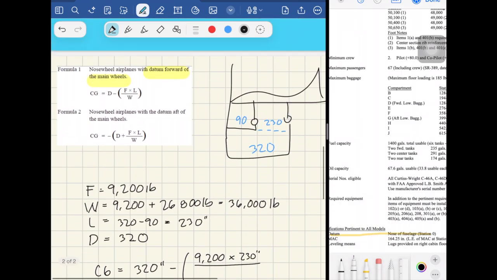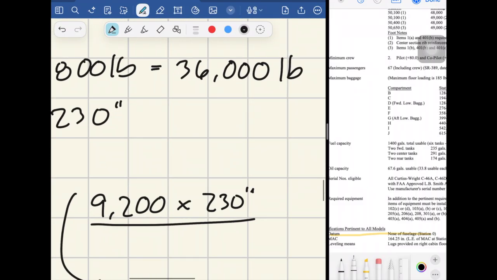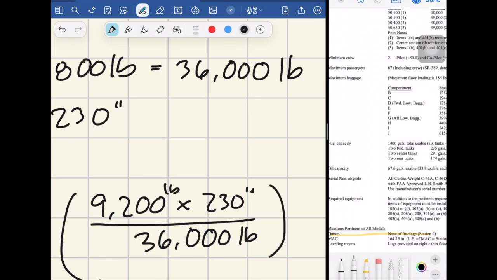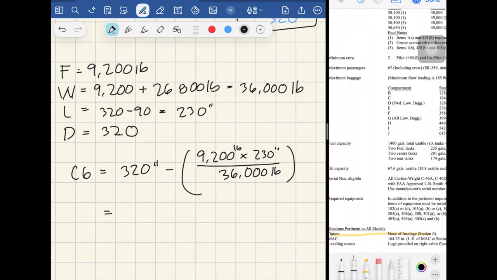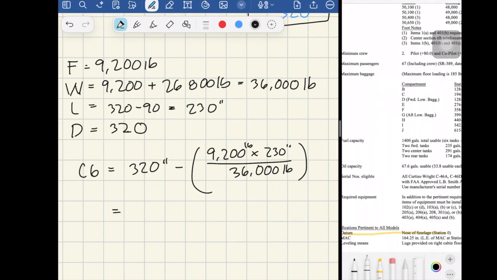And then the total weight natin ay ang 36,000 pounds. Okay, so pounds din to. Okay, so ilagay na natin to sa calculator. So 320 minus open parenthesis fraction 9,200 times 230 sa upper part. And then sa ilalim naman is at 36,000 pounds.